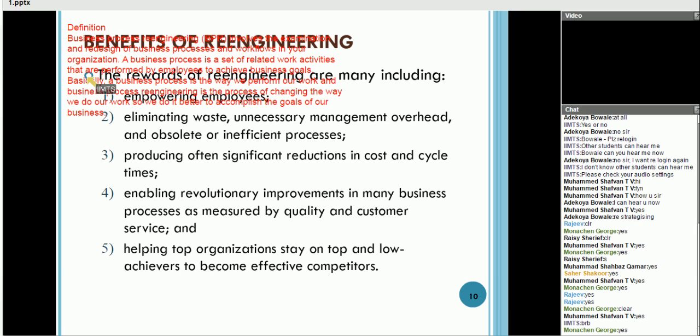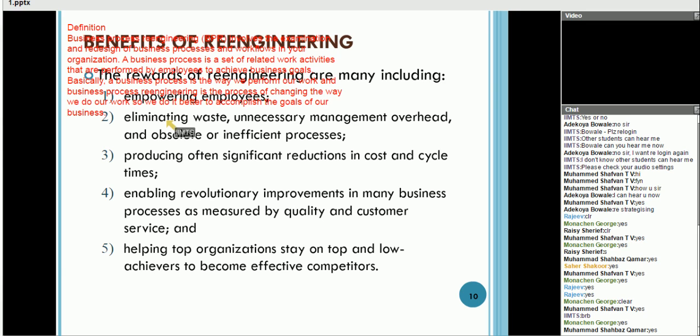Okay. So now let's see the benefits of re-engineering. The rewards of re-engineering are many, including, number one, empowering the employees. It means we are giving more powers to our employees. Number two, eliminating waste, unnecessary management overhead and obsolete or inefficient processes. So with the help of re-engineering, we are also eliminating unwanted work which is not required. Number three, producing often significant reductions in cost and cycle time.